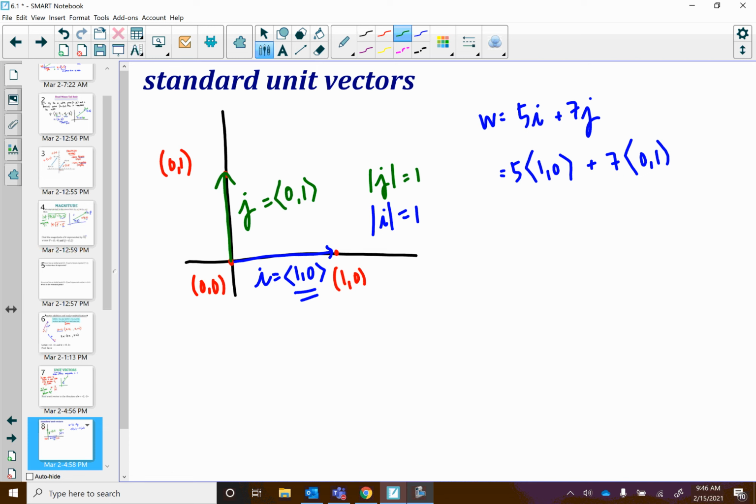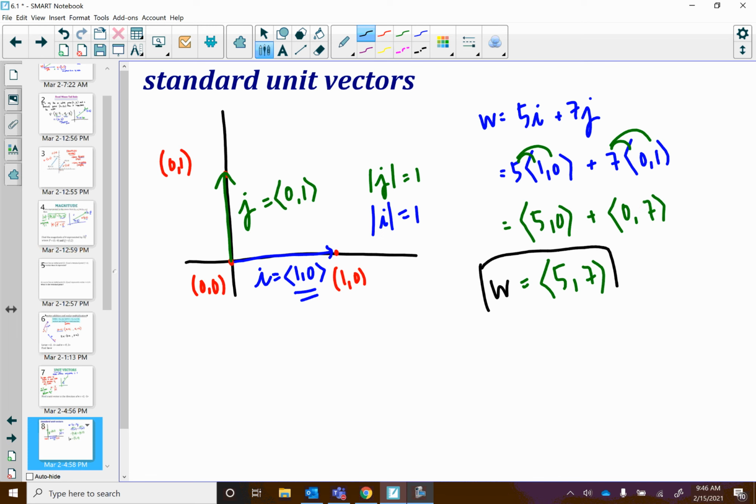With our scalar multiplication, I really just distribute. So I have 5, 0 plus 0, 7. And with our vector addition, I'm going to add the pieces in the first. So 5 plus 0 is 5, 0 plus 7 is 7. Vector w is, in its component form, 5 comma 7.